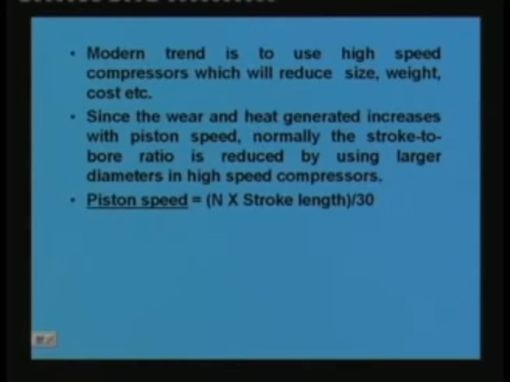And here, not only the rotational speed, the piston speed is also important. Of course, the piston speed and rotational speed are related by this expression. Piston speed is nothing but n into stroke length by 30. This n is the revolutions per minute, and the 30 comes here because in one revolution it travels 2 stroke lengths. It completes in one revolution a distance of 2 stroke lengths. That is the reason why we have 30 here.